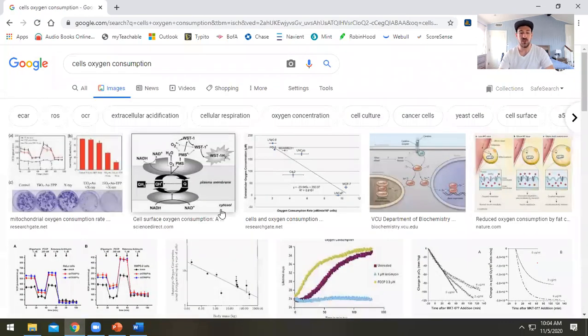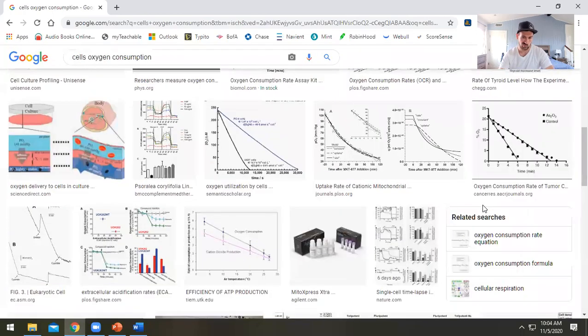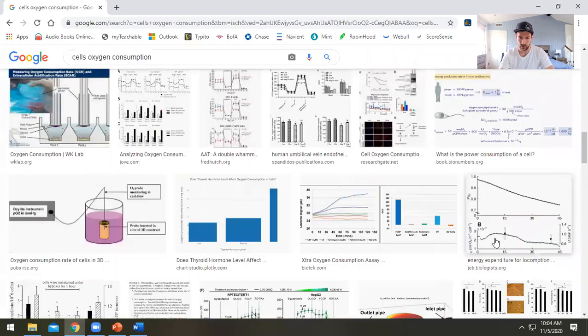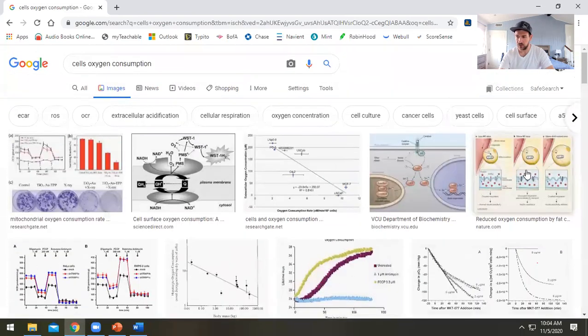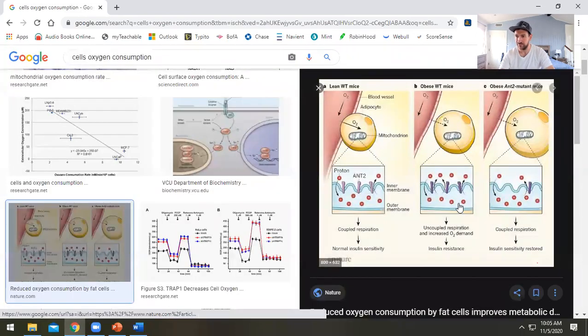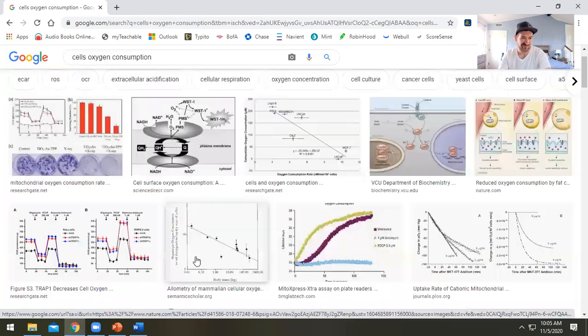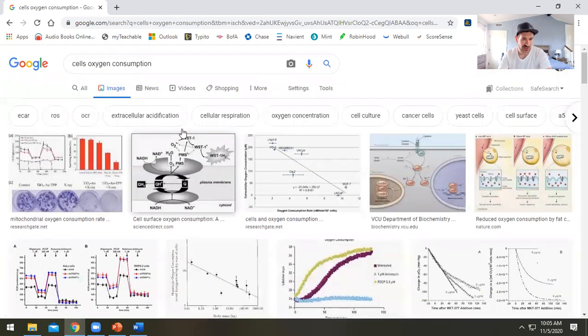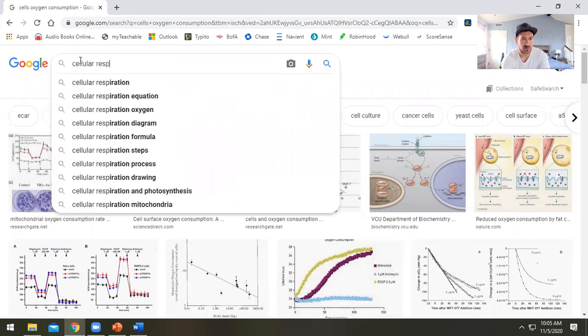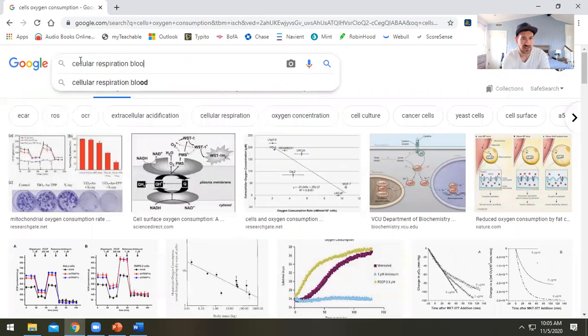So what's going to happen to a cell, I must have Googled a term that I'm not using the right way. Yeah. Cellular respiration, blood cell.